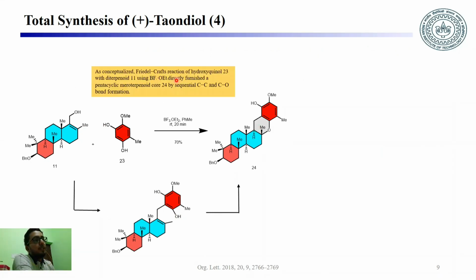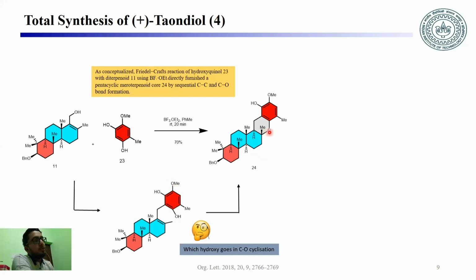So Friedel-Crafts reaction of hydroxyquinol molecule 23 with diterpenoid molecule 11 in boron trifluoride directly furnished a pentacyclic meroterpenoid, 24, this one, by sequential CC and CO bond formation. Now in this intermediate we see that after formation of the CC bond we have two OH groups here. Now the question is which hydroxy goes into CO cyclization, because both are ortho to this CC bond. We are getting the major product with this hydroxy only, and it was said that the hydrogen on this hydroxy group is involved in hydrogen bonding with the oxygen of the ortho methoxy group. Therefore we are getting this particular product as the major product.